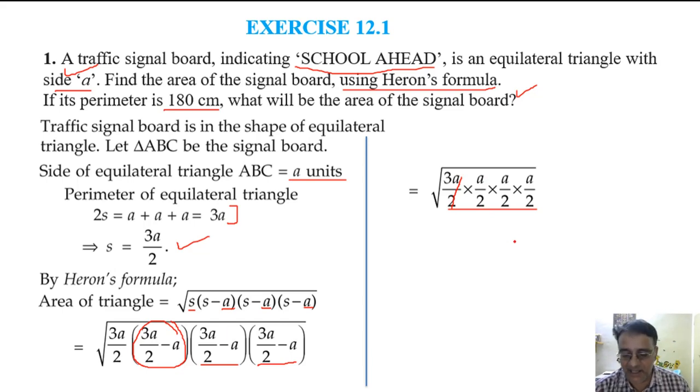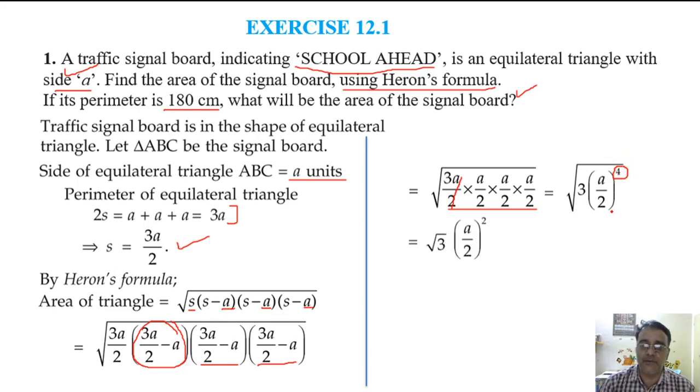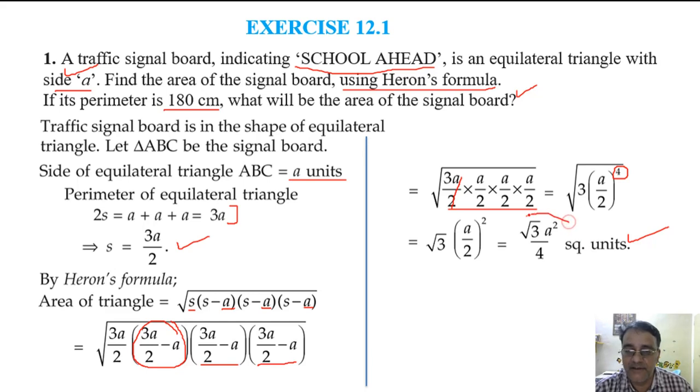Four a by 2 terms, so we can bring the square root out, and 4 halved becomes 2. Or otherwise you can write it as 3 into (a by 2) to the power 4. So if you take the square root, we'll get root 3 a upon 2 whole square, or root 3 a square upon 4. So this is the final answer. Any doubt? No, sir. So whenever we have to find the area of an equilateral triangle, we will always use this formula.